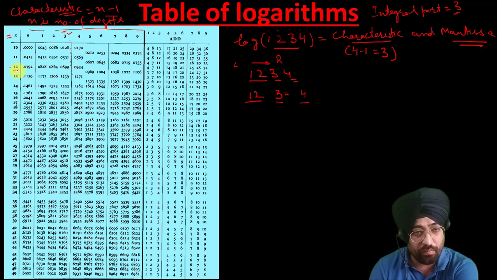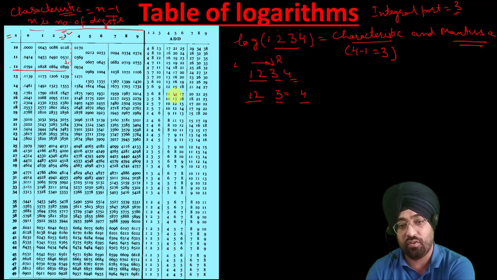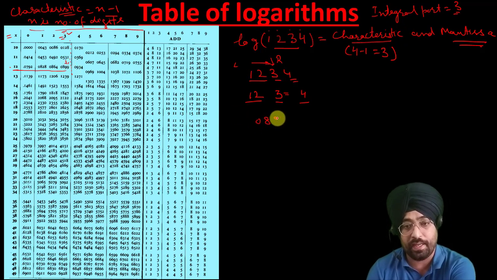So we will move our finger from 12 left to right, and we will reach the value which comes in this third column. Why have we chosen the third column? Because our third digit was 3. So then we will write the value. It is 0899. This value is 0899. So write that value, 0899.